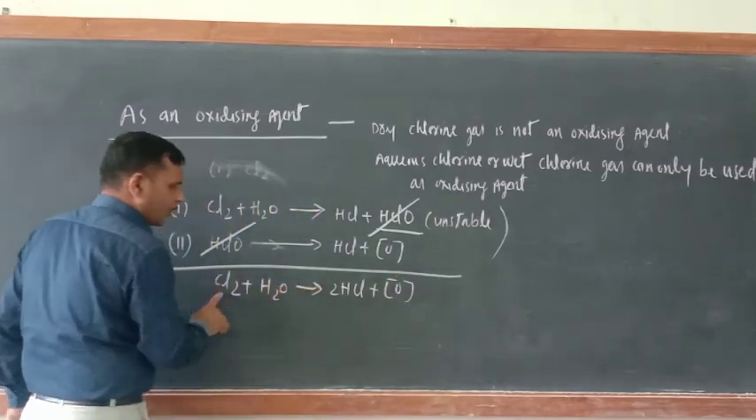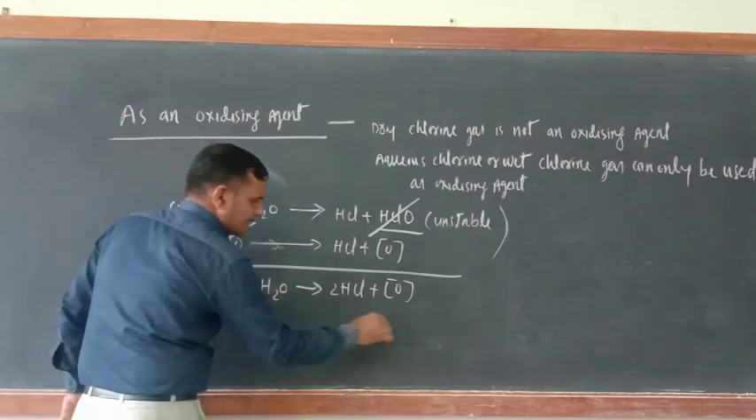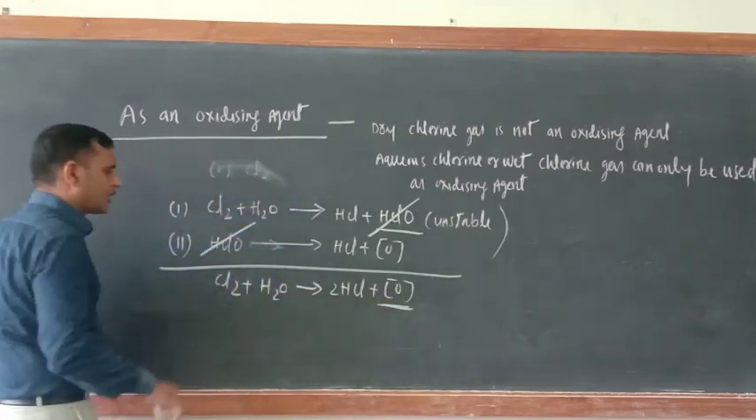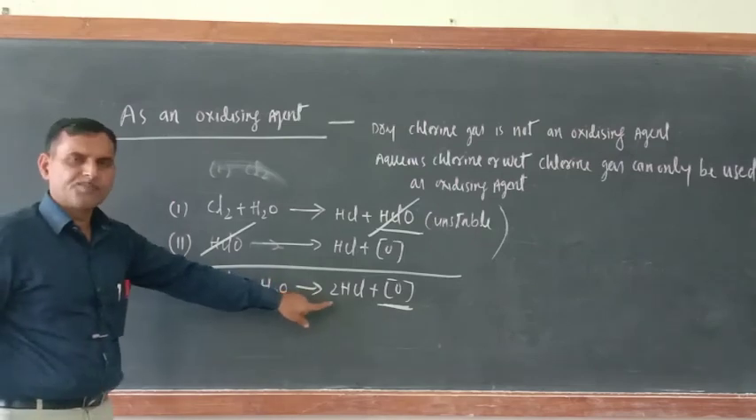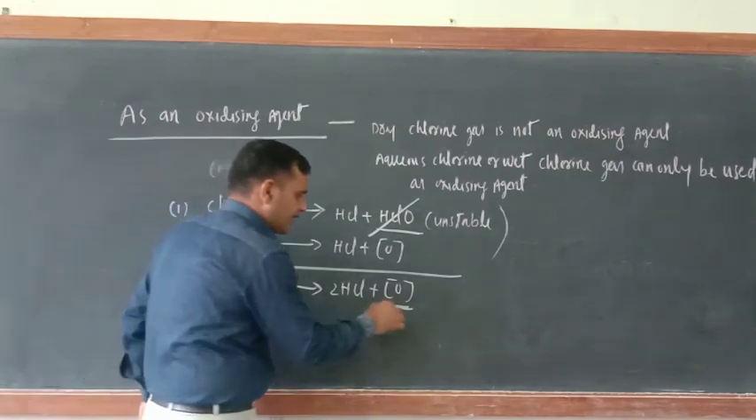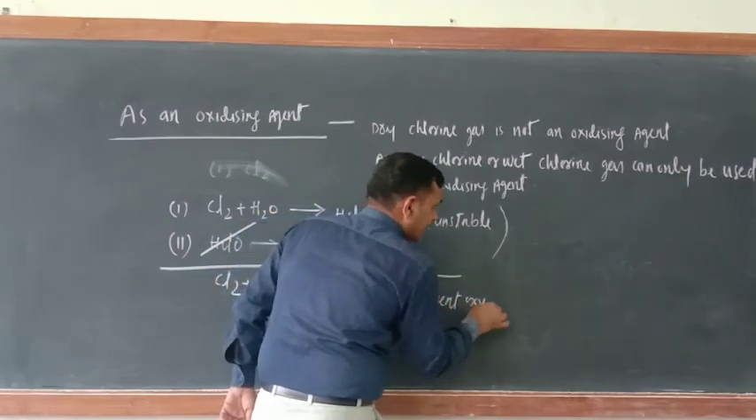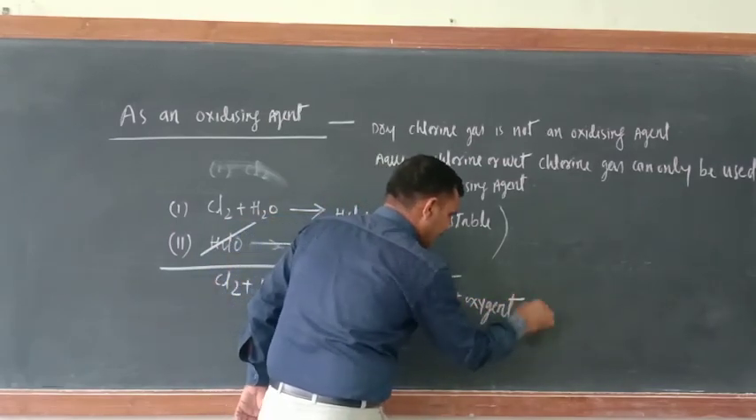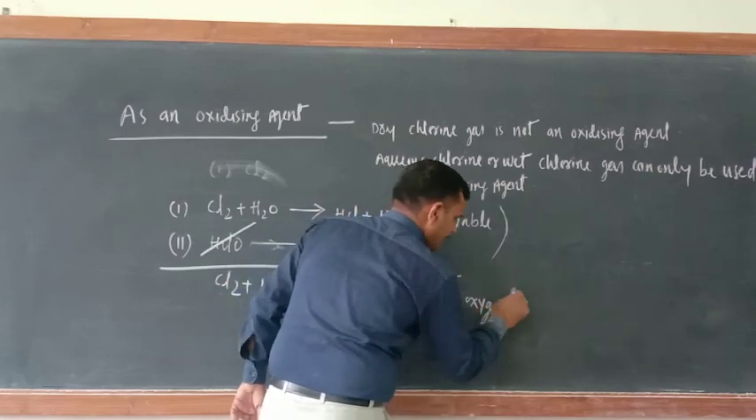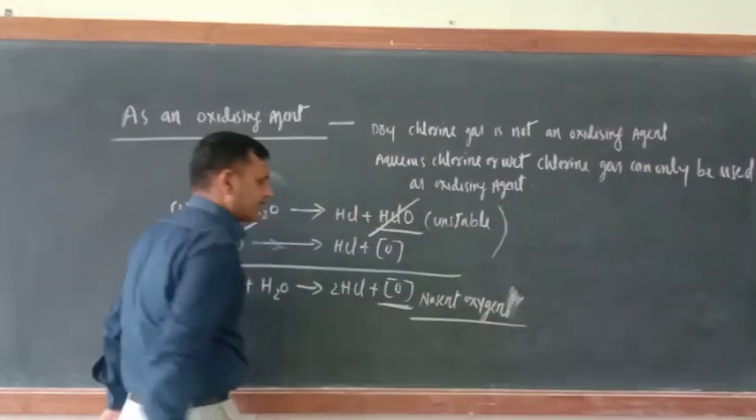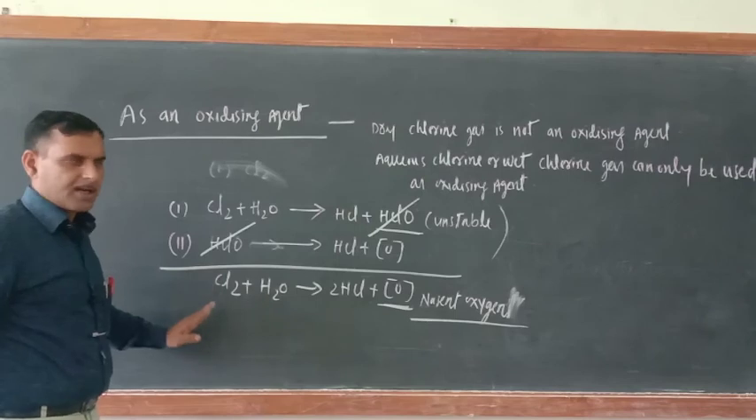Now since aqueous solution of chlorine is furnishing nascent oxygen, that is why it is used as an oxidizing agent. Okay, this is there.